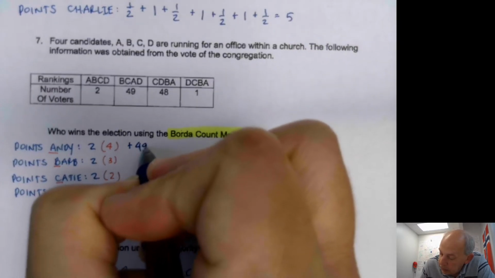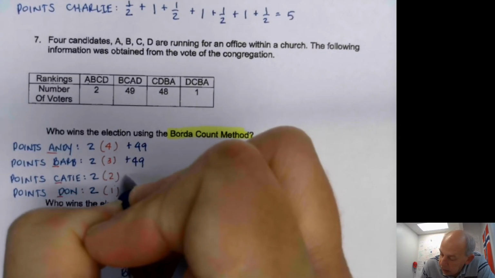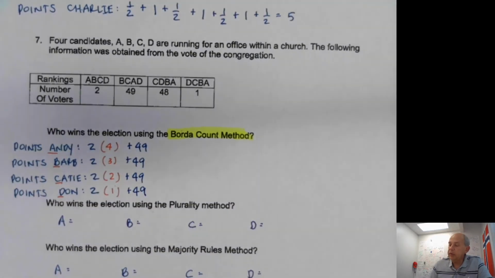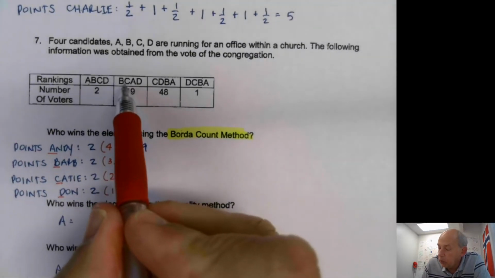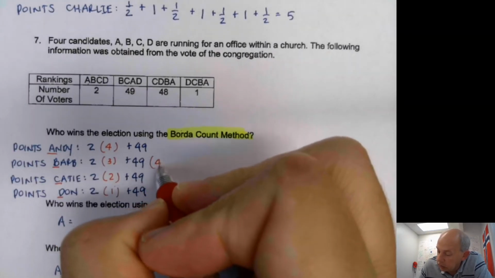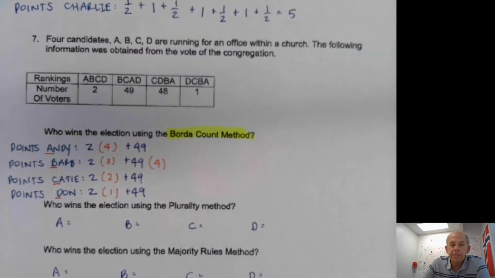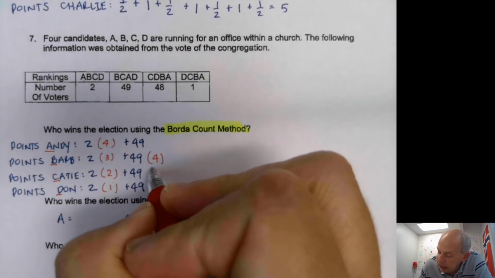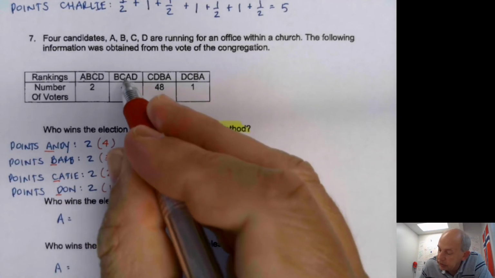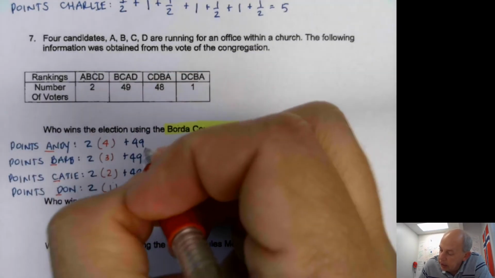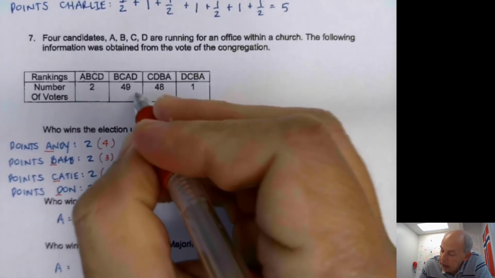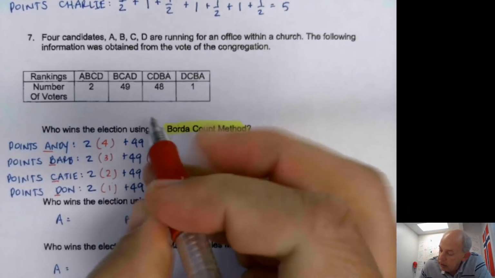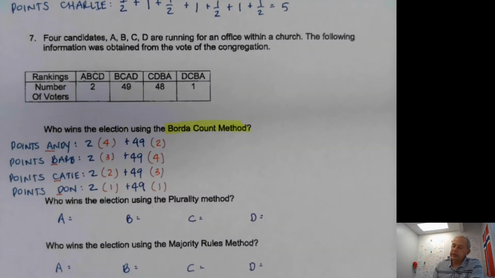Now, 49 people came along and listed their candidates, and 49 people agreed that Barb was their favorite choice. So with 4 candidates, Barb gets 4 points. Next was Katie. She was in second place. She gets 3 points. Andy was in third place, gets 2 points. Don was in last place, gets 1 point.